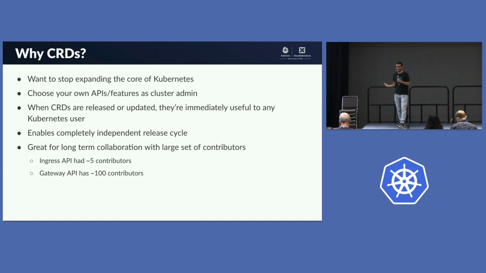And it's really good for long-term collaboration with a large set of contributors. We have some of the maintainers in this room, but we've got a great set of maintainers working on Gateway API. And these numbers are probably slightly off. Tim could probably correct me on the Ingress API number, but my guess is we had somewhere in the ballpark of 5 contributors over the lifetime of Ingress API. So far with Gateway API, we have 100 contributors to the API, and that number is only growing. So working with CRDs, working in a separate sub-project, has really enabled us to get a lot of new contributors involved in the API design and development process within Kubernetes.